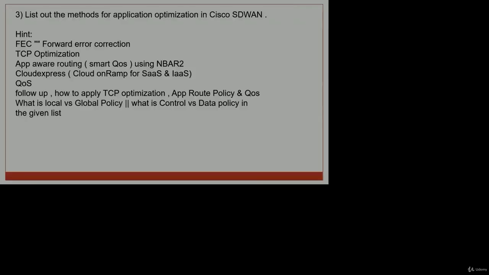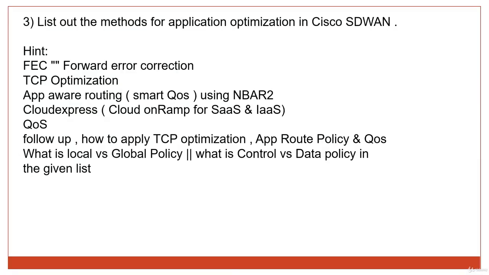Okay. The third interview question we have is to list out the methods for application optimization in SD-WAN. Now we know that the SD-WAN we are using at this point in time has major benefits with respect to the existing WAN, and we have so many inbuilt tools to do application optimization. That doesn't mean that we can't use external tools or integrate an external optimizer. So what are the main tools we have?